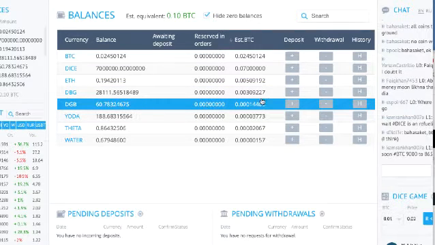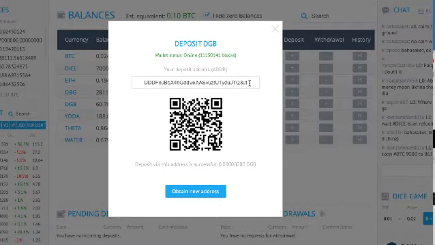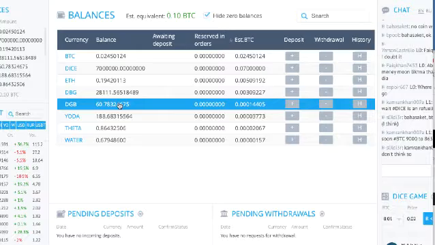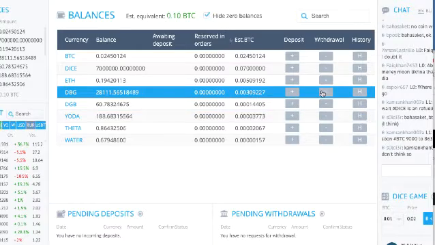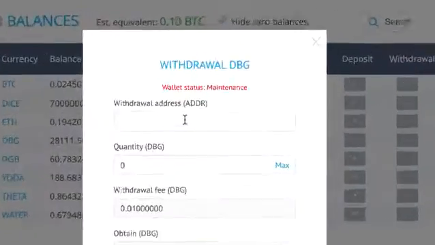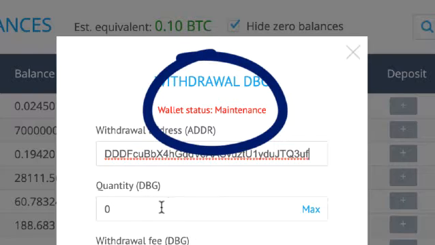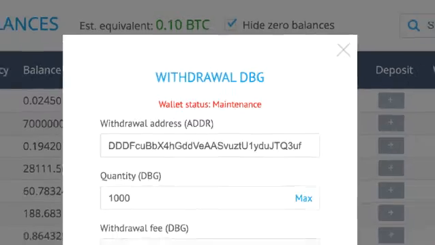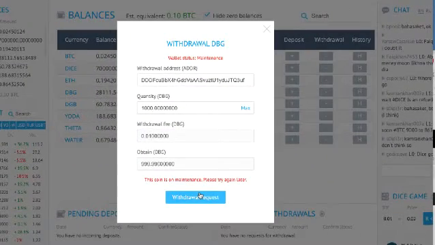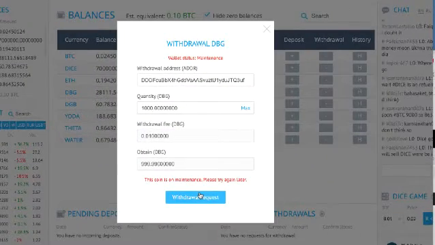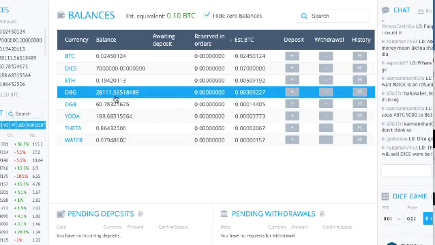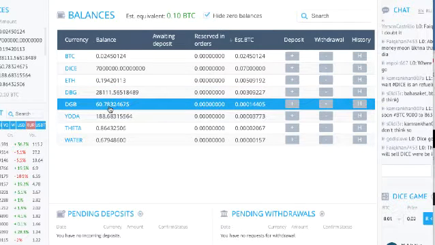So if we come here and we do a plus, I'll copy that private address. And if I do a minus, withdrawal address, paste that in. Let's do 1,000. And we do the wallet withdrawal. The coin is in maintenance. Please try again later. Well, that's interesting and unfortunate because now I really can't do much.